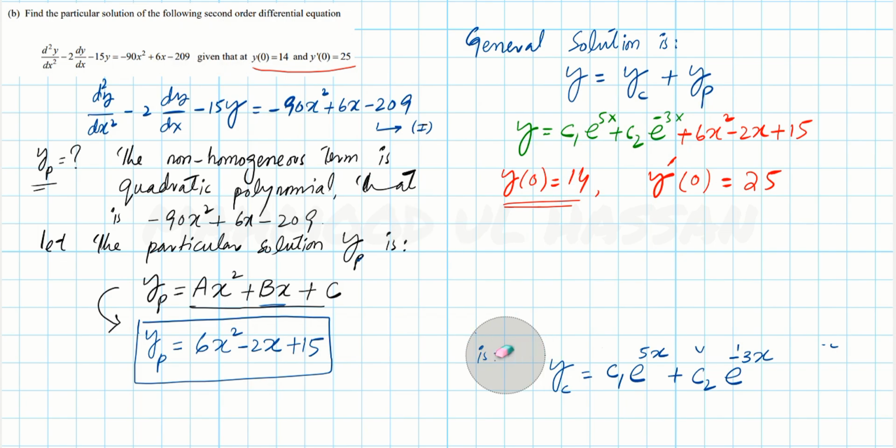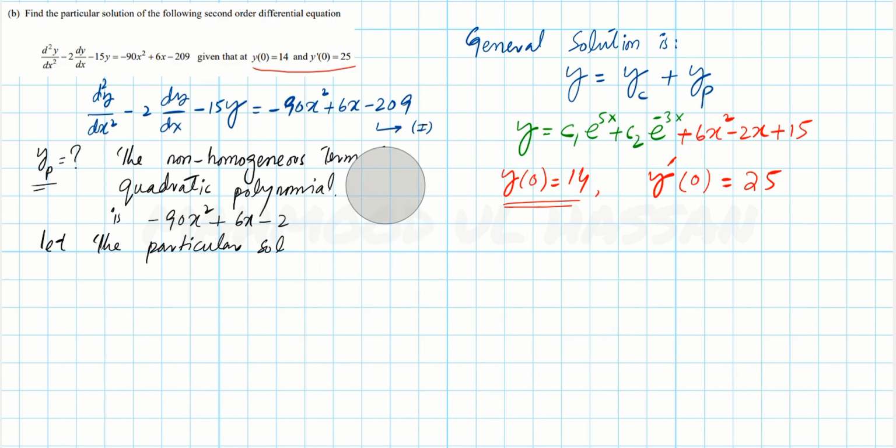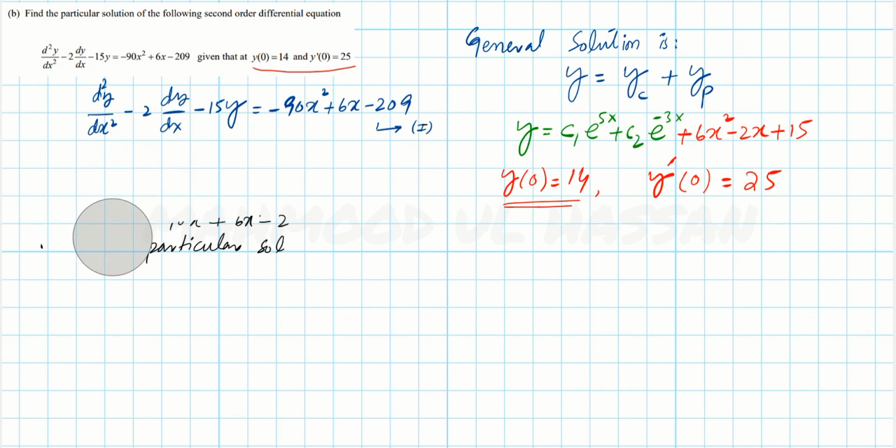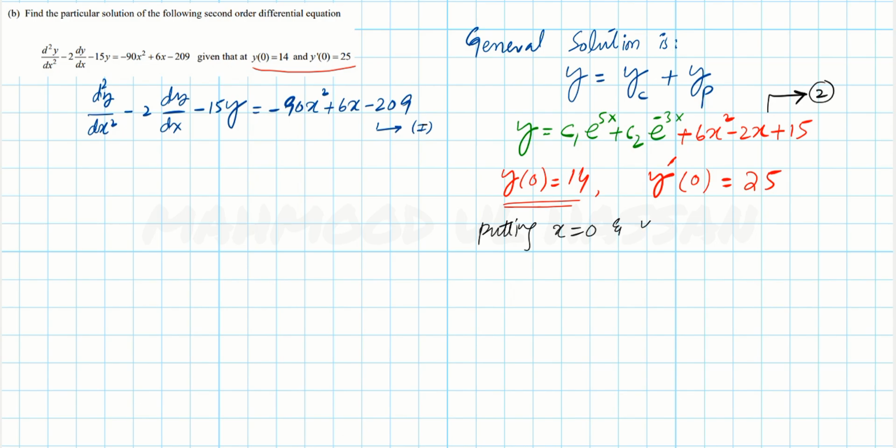So the value of y is 14. Okay, let me say this is our equation 2. So putting x equals 0 and y equals 14 in equation 2. So equation 2 will become, that is y is 14 and x is 0.